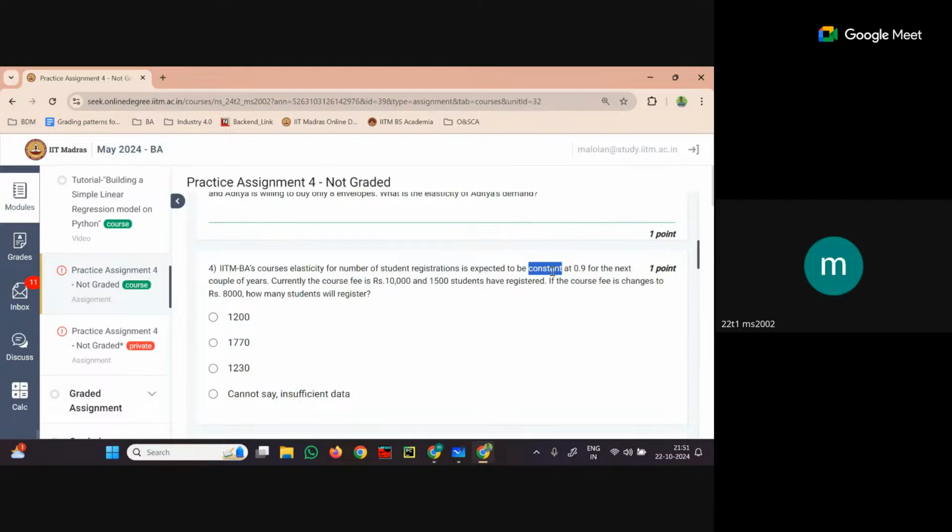The elasticity of the curve being constant is different. The elasticity being constant is different, right? So here only the elasticity is going to remain constant, and it's only for the next couple of years. After two years, it could change. But in a constant elasticity curve, it will remain constant throughout. Fine. So all of this I'll cover in week 5 when we do it.